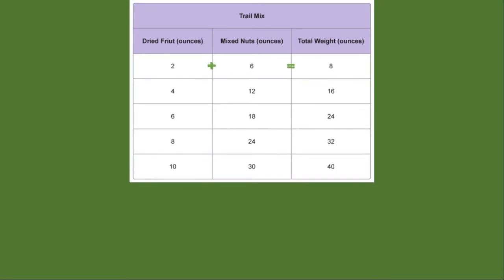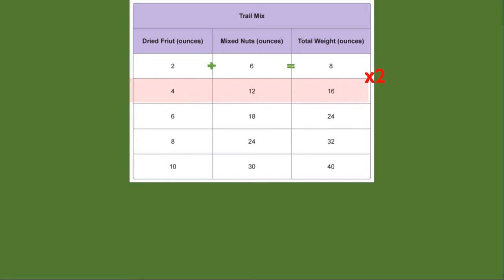First, we look at the top. The title of the table is trail mix. In the first column, we have dried fruit in ounces. The second one is mixed nut in ounces as well, and the total weight in ounces. We can figure out that the total weight is the first two columns added together. So for the first row with numbers, we can see that 2 plus 6 equals 8.